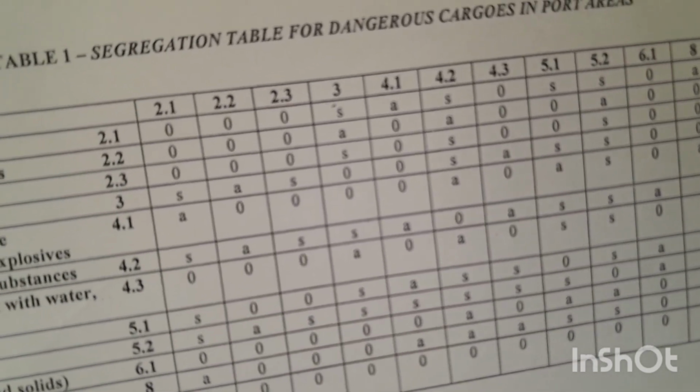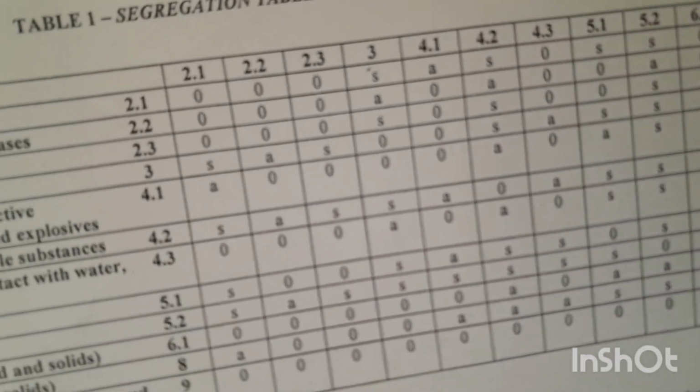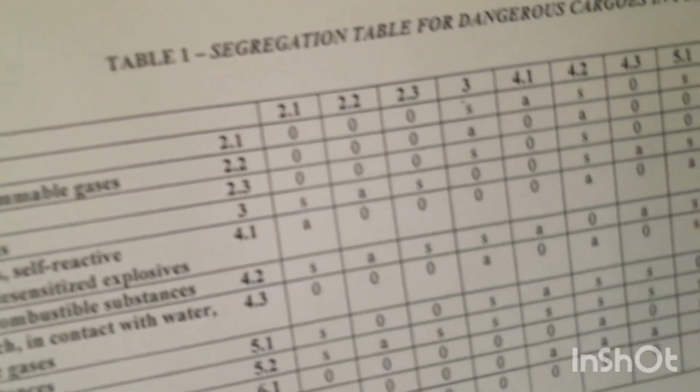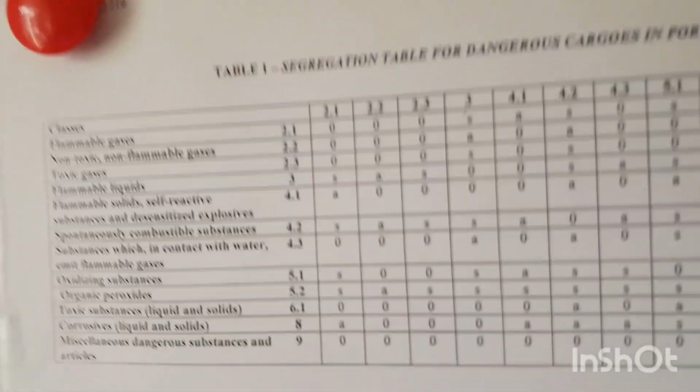The intersection point is shown as 0. What is the meaning of 0 there? 0 means they are compatible, no much problem. They can be kept together. That is the meaning of 0 there. 0 means both the substances are compatible and you can keep them together.